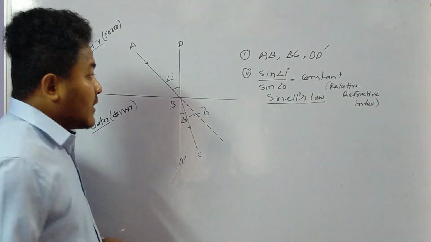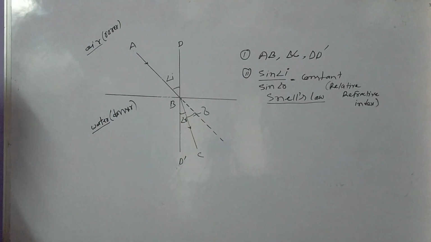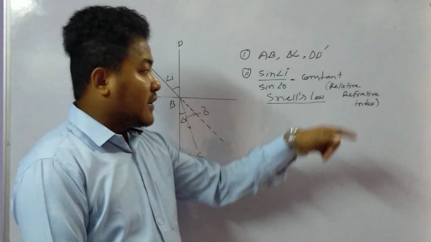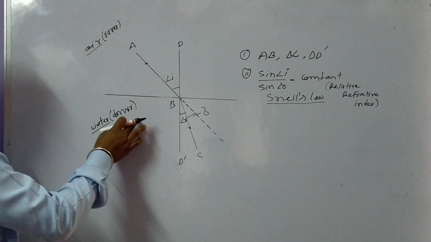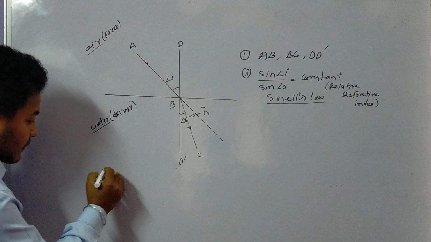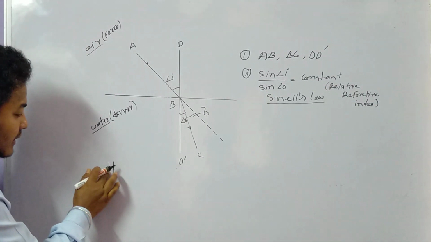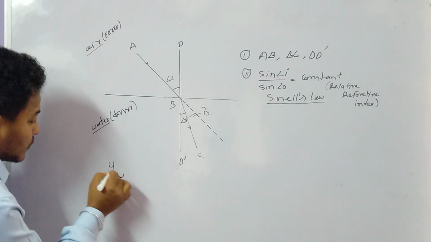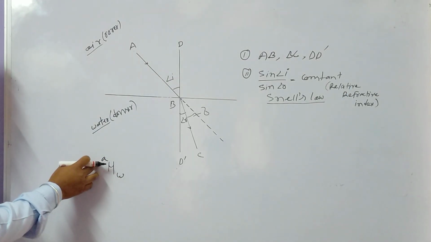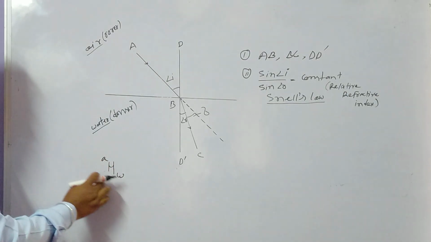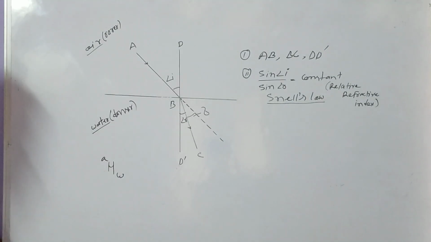That means, I'll show you later on about this. What is relative refractive index? In this case, see here, this is your air, this is your water. If I find out the refractive index of water with respect to air, that is mu of water with respect to air, that is your relative refractive index.